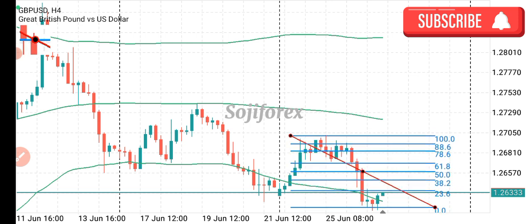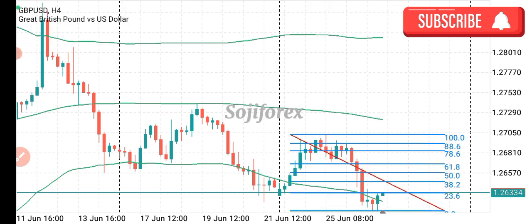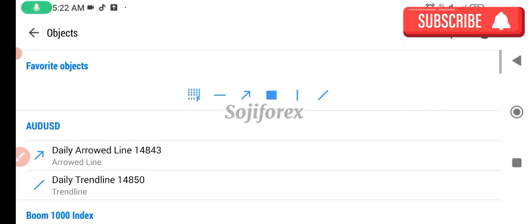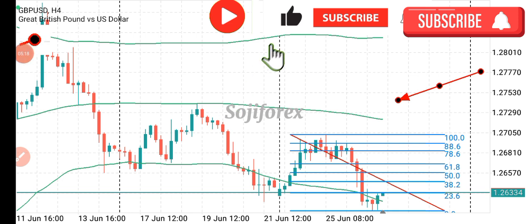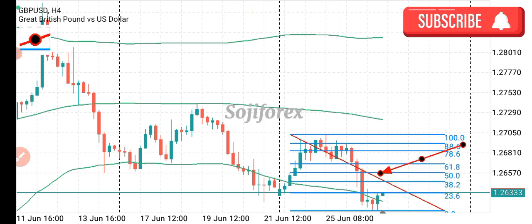Remember, by our rules, we said a pullback begins when price closes above the 23 level of our Fibonacci. That is when we said we are starting a retracement. And look at this, price has not closed above 23, so we can't say a retracement has commenced for this particular movement. However, keep observing. If it should commence, then we are good to go.